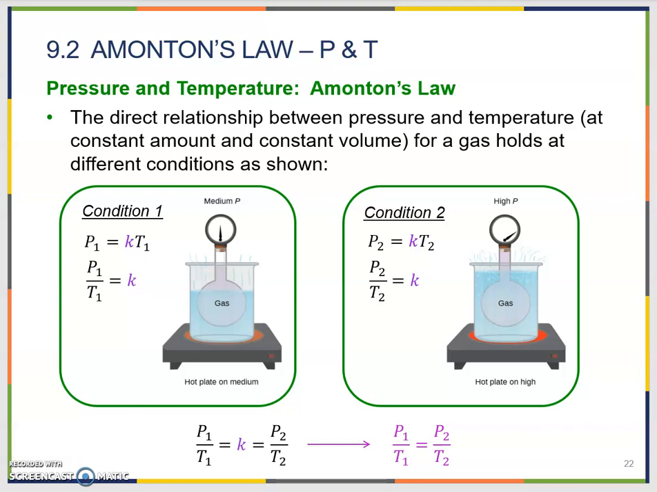And I've colored it purple here just to show it's a different K from Boyle's law or Charles' law. So don't get confused. We just use K to mean some number, and it's the same. So if they're both equal to this constant, then they're equal to each other, and we get Hamilton's law: P1 over T1 equals P2 over T2.